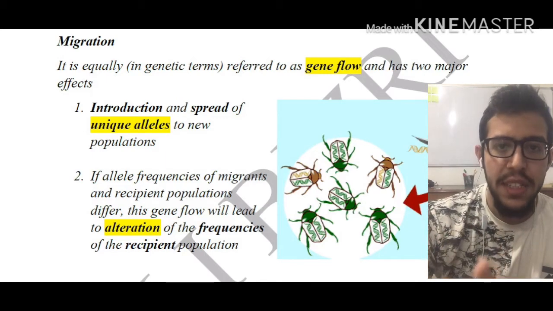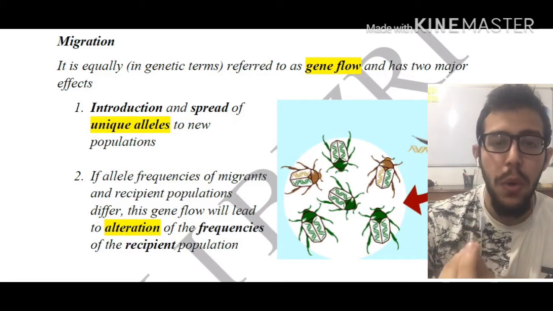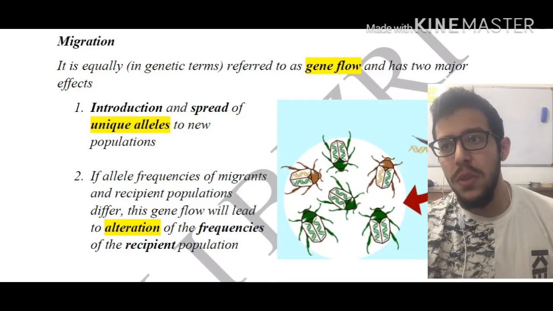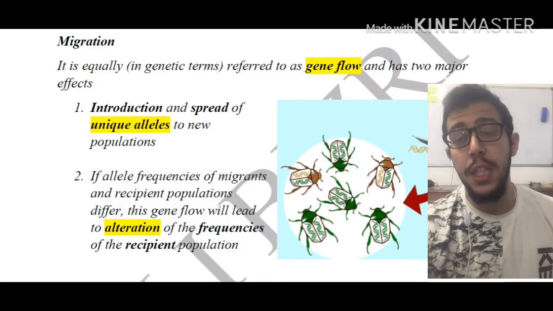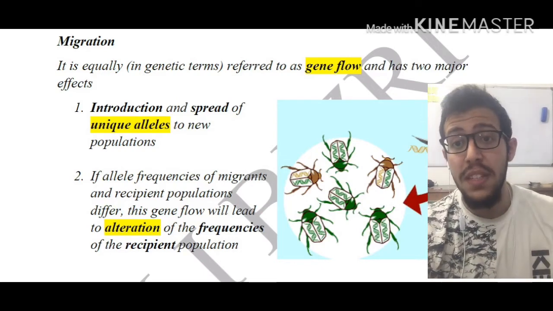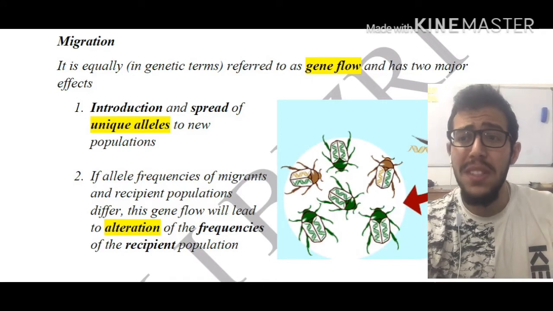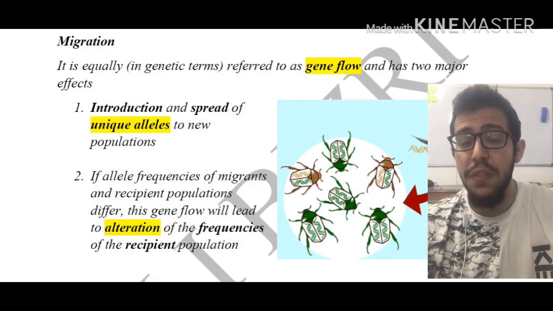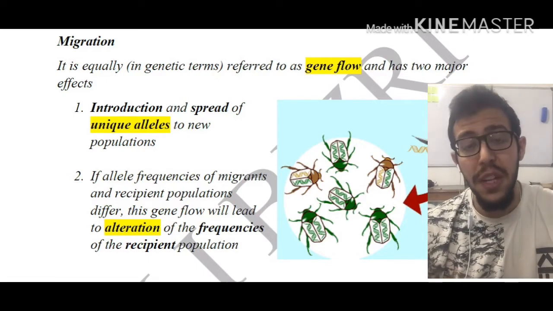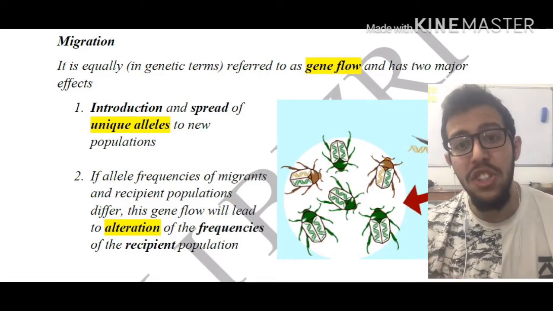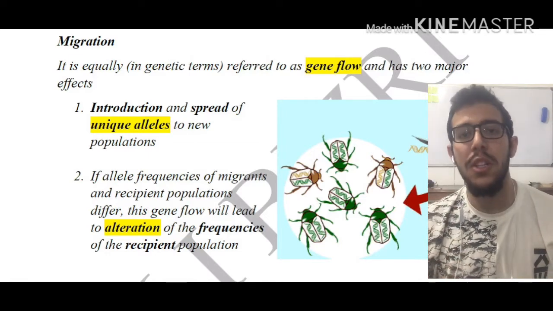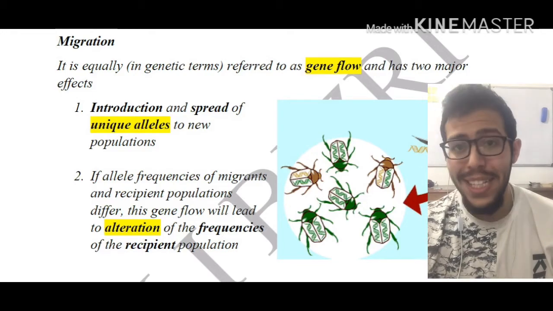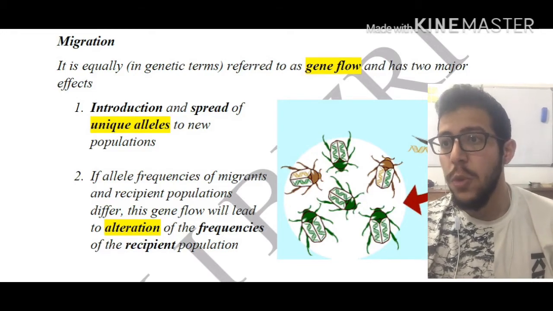Migration in genetic terms is equally referred to as gene flow, and it has two major effects. First of all, it is going to be introducing and spreading unique alleles to new populations. That's number one. Now, if the allele frequencies of migrants and recipient populations differ, this gene flow will lead to alterations of the frequencies of the recipient populations. This might seem quite complicated or difficult to understand, and we are going to be explaining that in detail in experiments very soon.